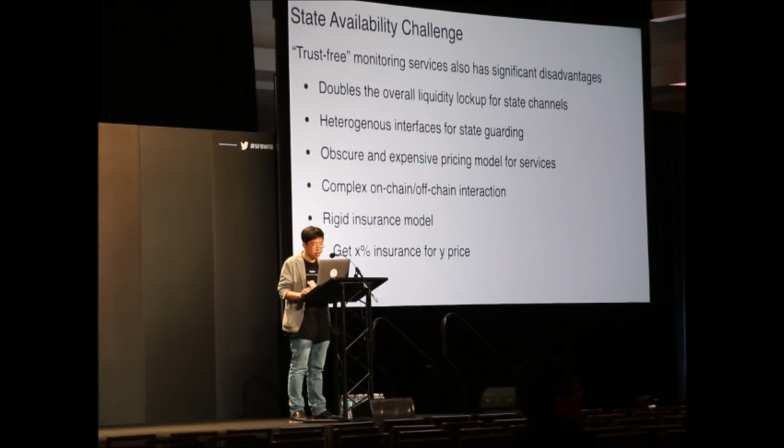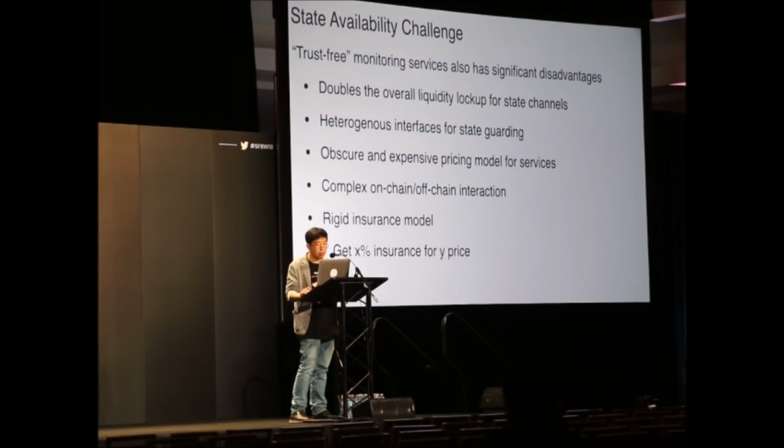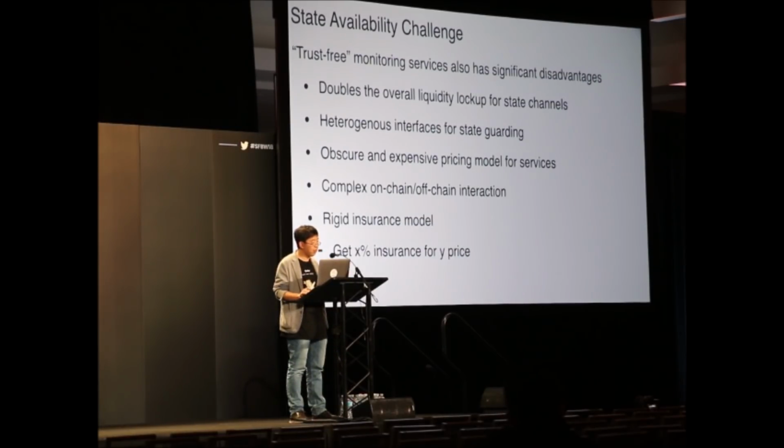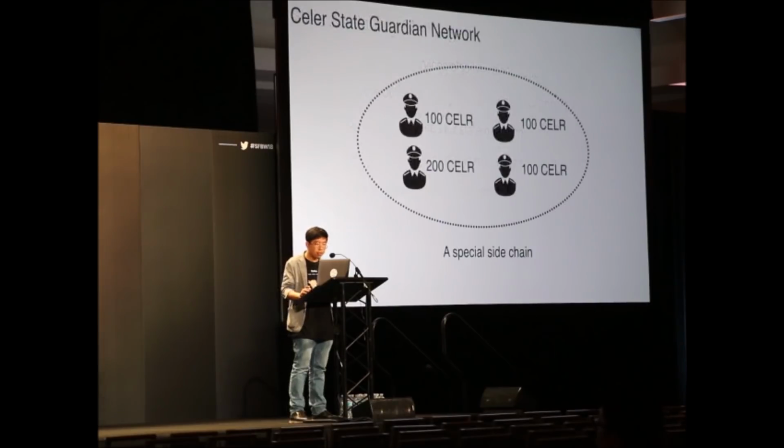settle against you. And it is a very obscure and expensive pricing model for the services, because you need to pairwise negotiate with the service provider what the service pricing is, and the liquidity lockup also makes the service inherently very expensive. And it involves very complex on-chain, off-chain interactions. And finally, it provides a very, very rigid insurance model where you get X% back with Y price if bad things happen, and basically if the watchtower goes away. So to solve all these challenges, we propose Celer's State Guardian Network.